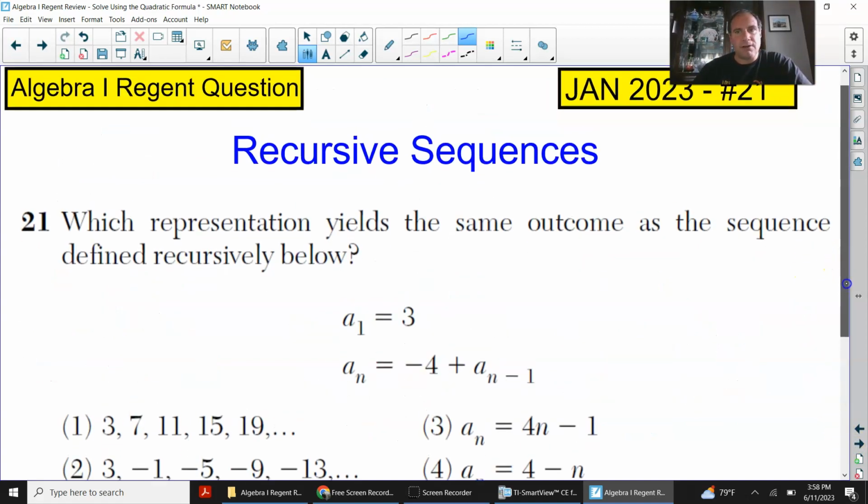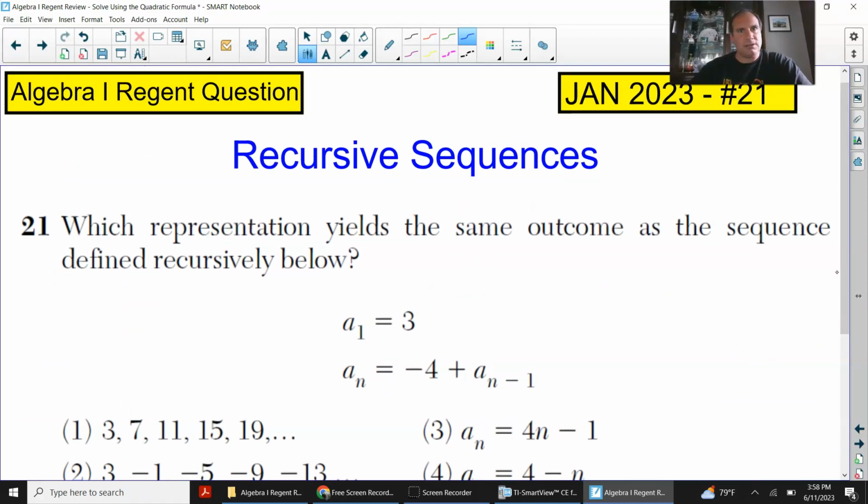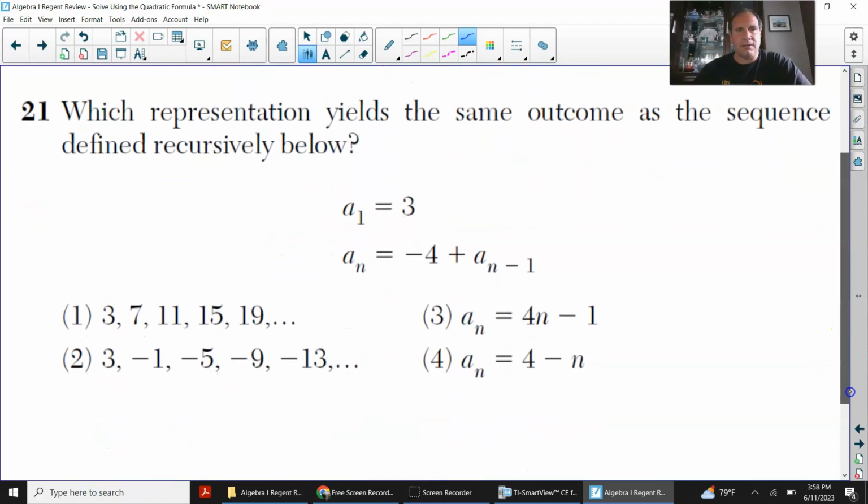So here's another recursive sequence. This is the latest Regents that was given in January of 2023. It's number 21, another multiple choice question. So a sub 1 is 3. A sub n equals negative 4 plus the prior term. Which representation yields the same outcome as the sequence defined recursively below?